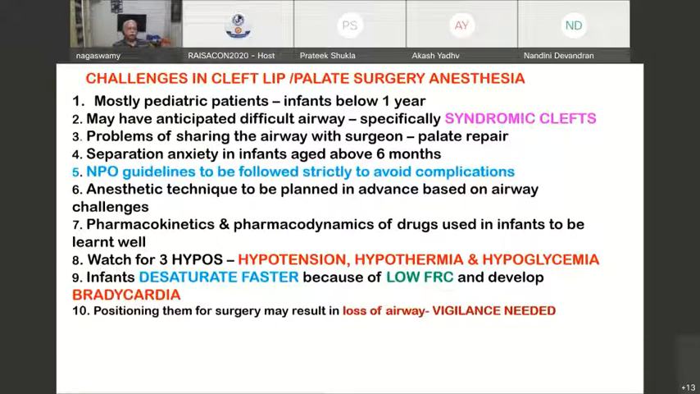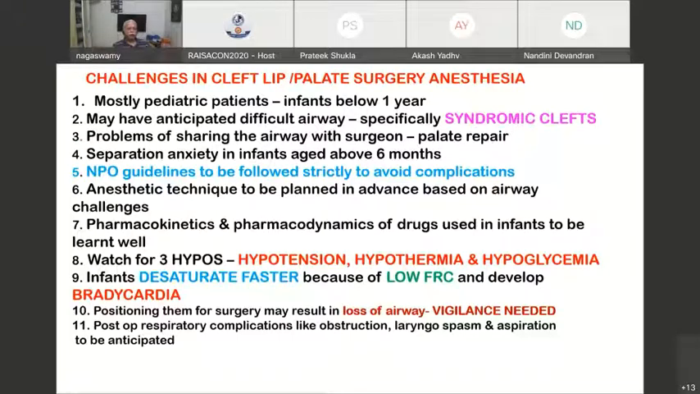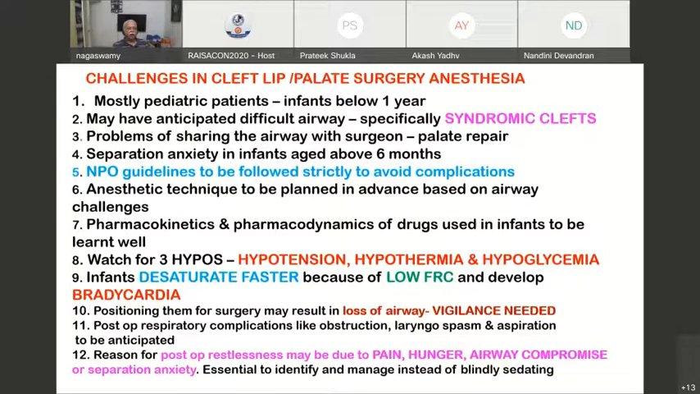Positioning them for surgery may result in loss of airway, especially in palate surgery. When you put them in the neck extended position, the tube can migrate unless you have taken proper care to fix it in the correct position. Postoperative respiratory complications like obstruction, laryngospasm and aspiration are to be anticipated in these patients. And there are 3 reasons for postoperative restlessness in children after surgery. One is mainly hunger, second is pain, third is airway compromise.